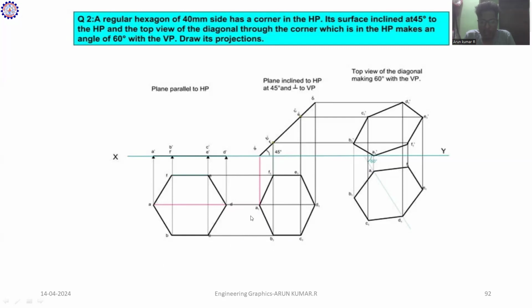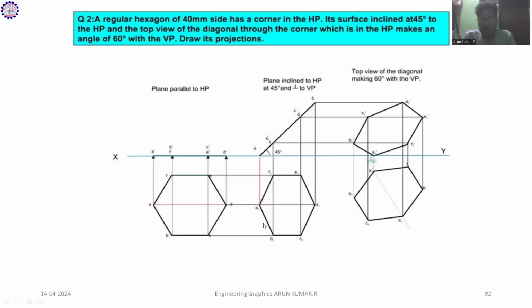A dash is meeting with A1. B dash is meeting with B1. C dash is meeting with C1. D dash is meeting with D1. E dash is meeting with E1. F dash is meeting with F1. So this is the fourth step of the top view according to the condition of the surface inclined at 45 degrees to H.